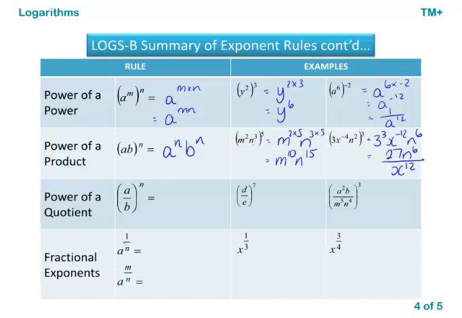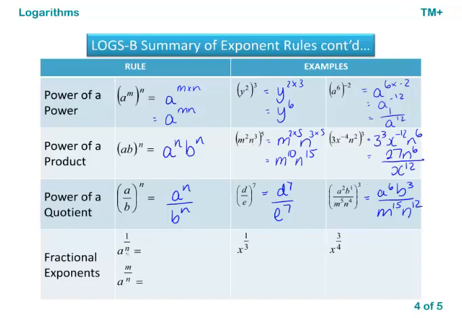Power of a quotient, again, simply extending from the previous rules. A to the n over b to the n. This one, d to the 7 over e to the 7. Here, everything is to that power. So we've got a to the 2 times 3 is 6. B to the, there's a little 1 we don't write, 1 times 3 is 3. M, 5 times 3 is 15. N, 4 times 3 is 12.